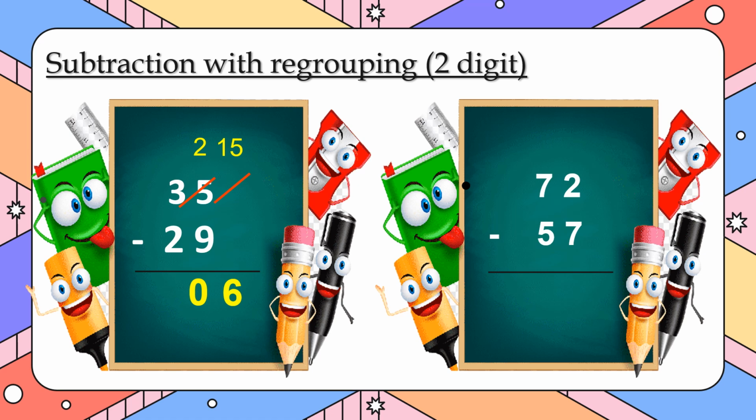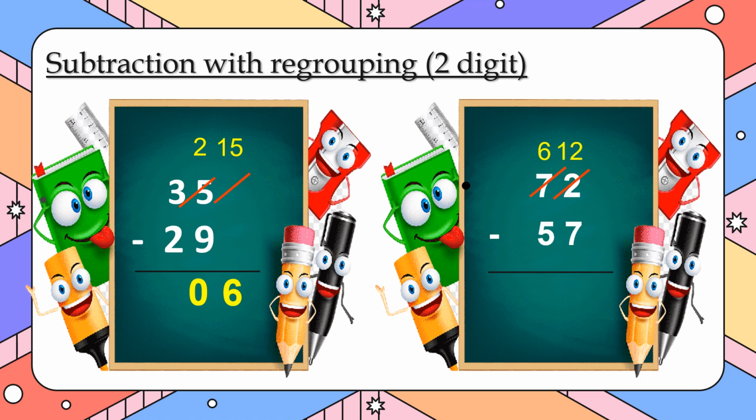Next one, 72 minus 57. We start with what? Yes, we start with ones. 2 minus 7. Do we have more on the top? No, we have more on the floor. Go to the next door and knock, knock, knock. Can you give me one? So let's go to 7. 7, please. Can you give me one? Yes, of course. So 7 will be 6. This 1 ten equals how many ones? Excellent. Equals 10 ones. So 10 plus 2 equals 12.